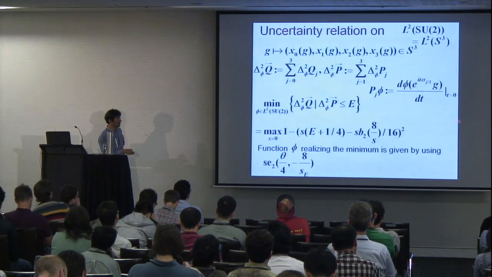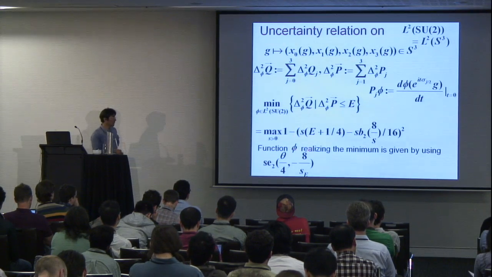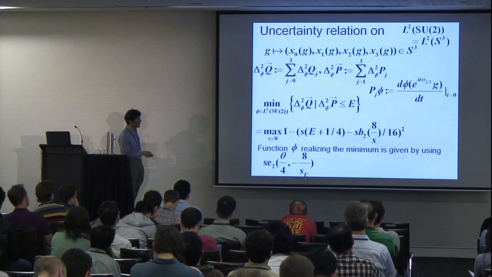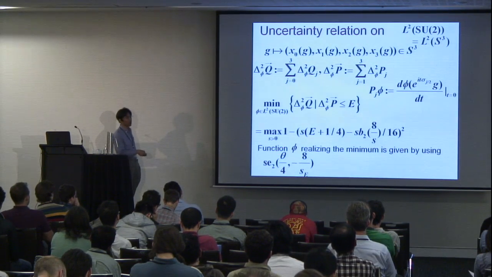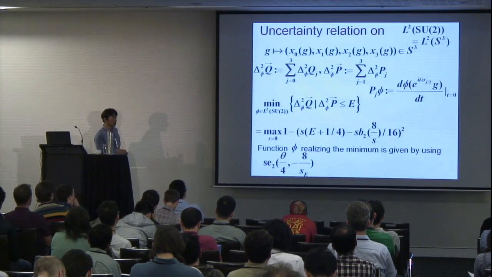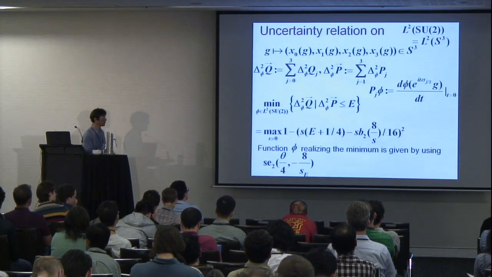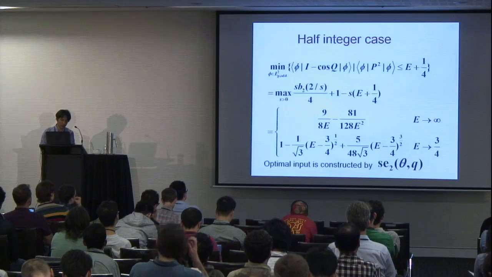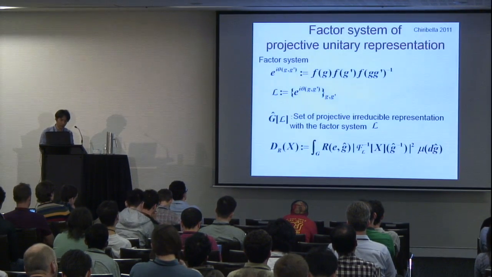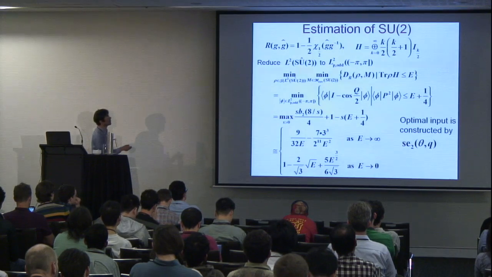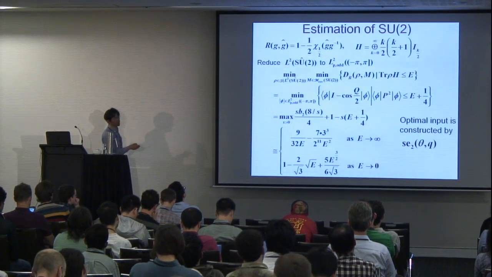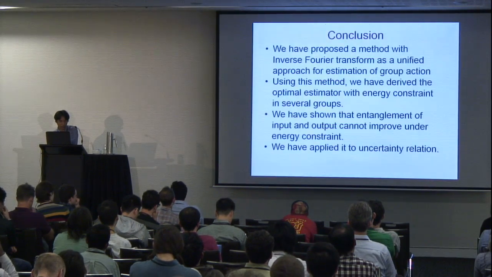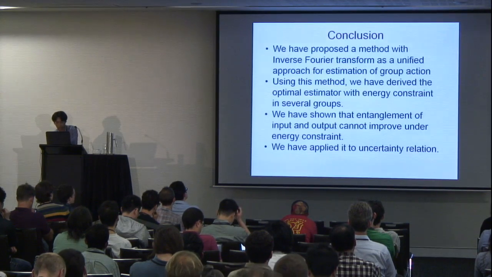It is completely solved by using the Mathieu function. The function realizing the minimum is given by this Mathieu function. But unfortunately, this has only one parameter. So in order to realize the minimum uncertainty, we have to consider the relationship between that function and this one. I skip that relationship, and this one is slightly complicated. Anyway, we can completely solve that optimization problem.